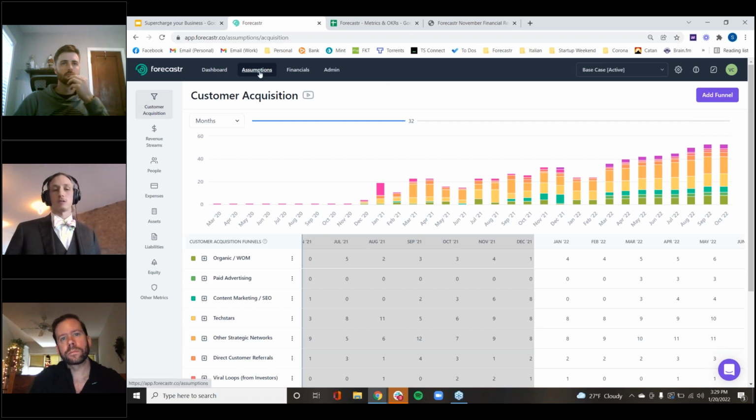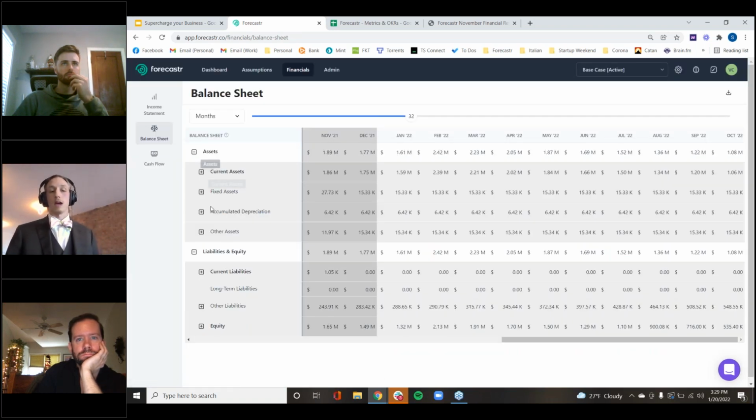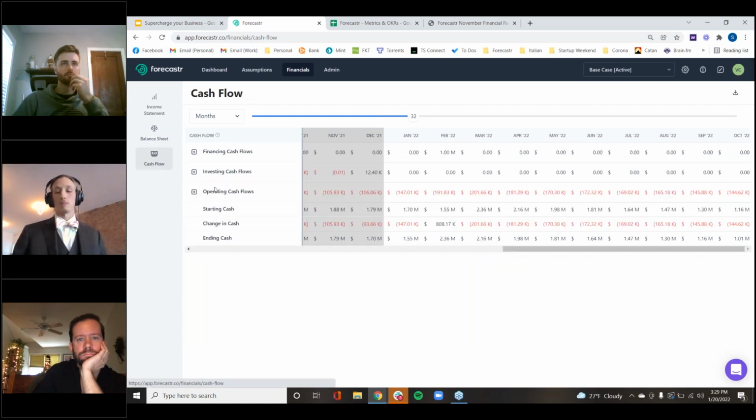You've got assumptions, which is where we are now, and that is where the model actually lives. It's where we've built the model. And then you have financials, which is the output of the model. This is your income statement, which tells us the revenue, expenses, and profit. It's a balance sheet, which shows our assets, liabilities, and equity. And then a cash flow statement, very important, which shows us how much money is in our bank account and how that money is dwindling, which you can see right here.